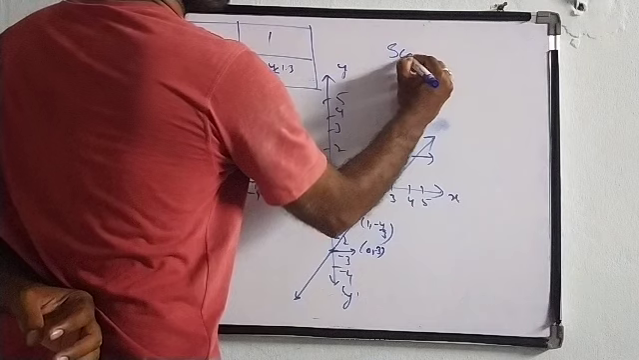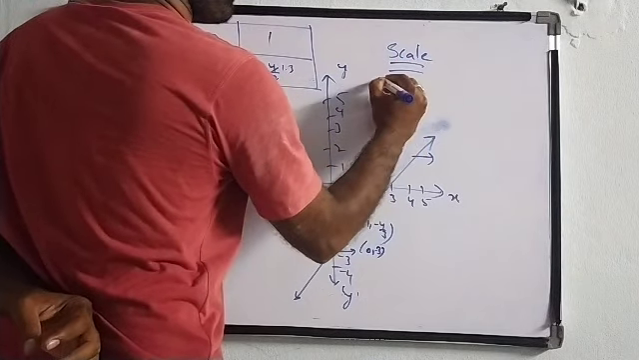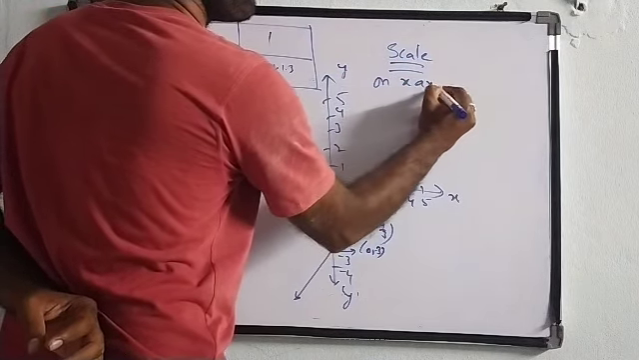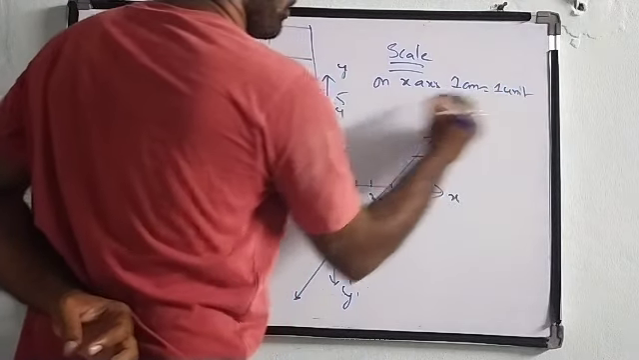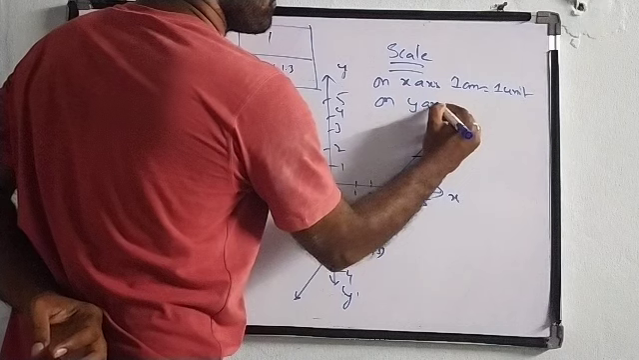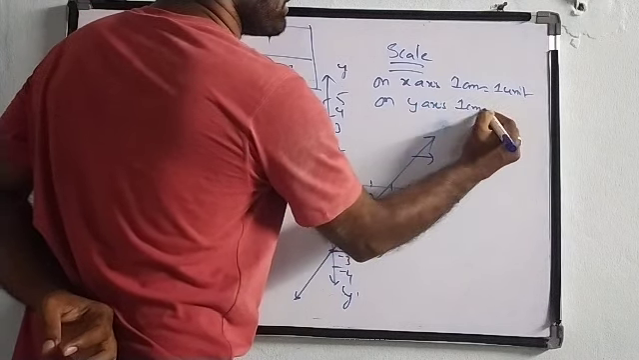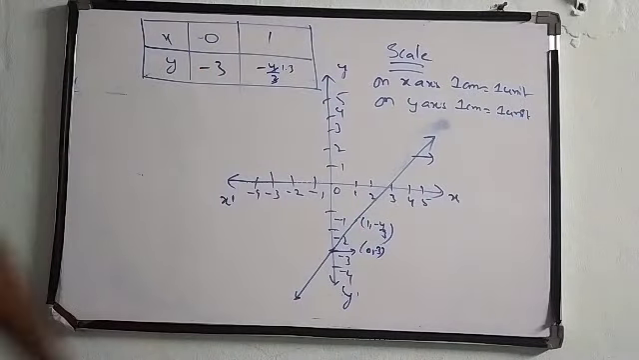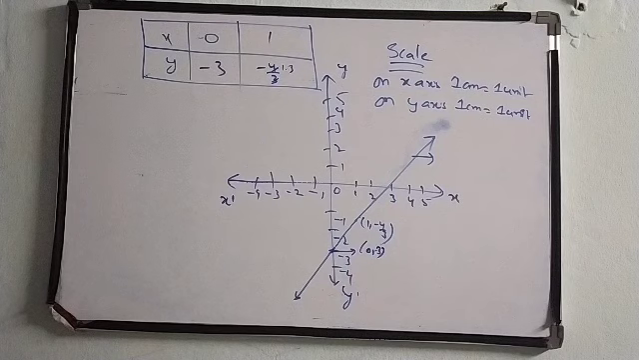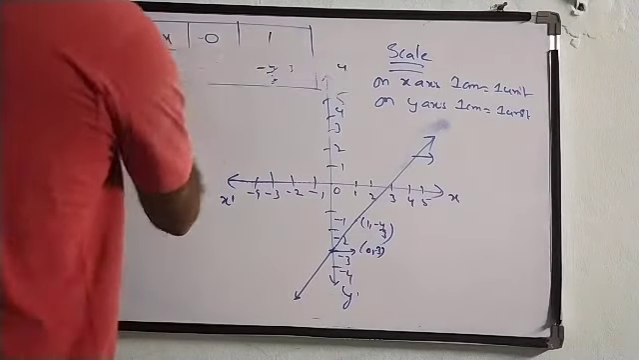So scale, we have to represent the scale here. On x axis, 1 centimeter is equals to 1 unit. On y axis, 1 centimeter equals to 1 unit. Here we need to write the line name. So this is the total graph. Next, let us take another question.